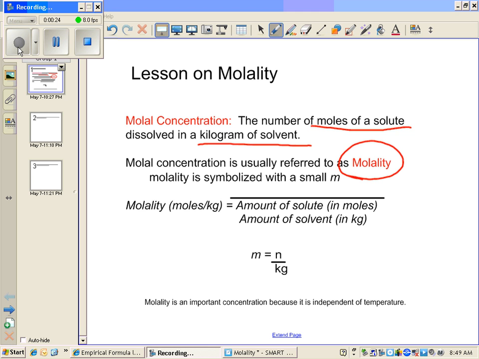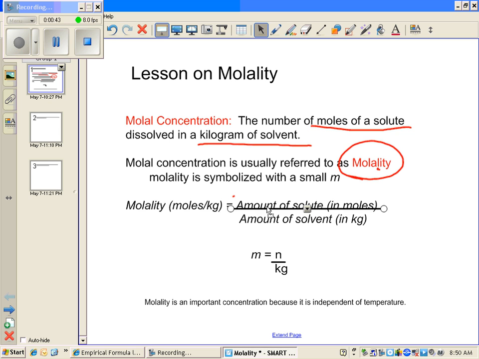There's also molarity. They sound almost exactly alike. As a matter of fact, the only difference is this L right there. So molality is moles of solute in kilograms of solvent. Amount of solute in amount of solvent.